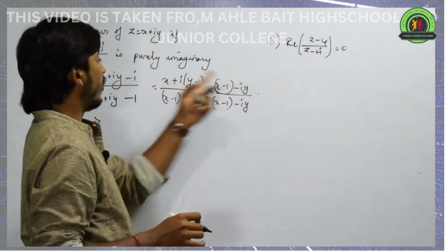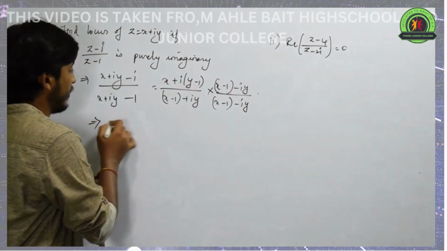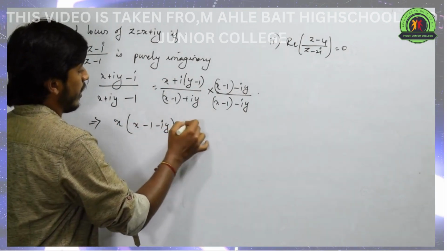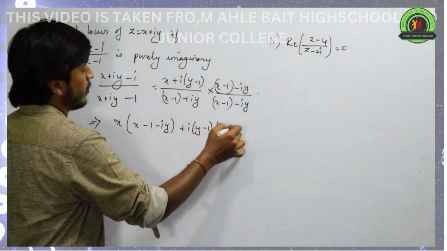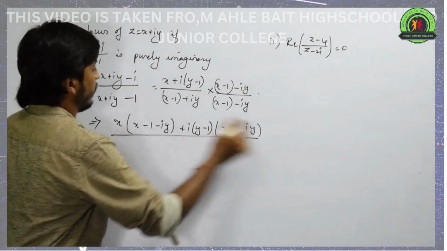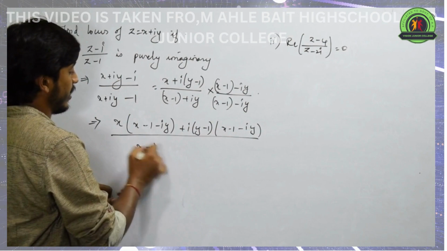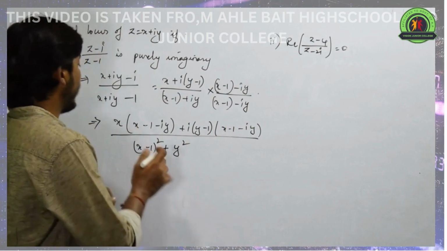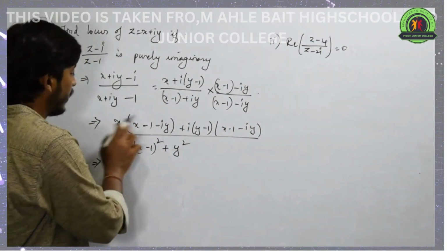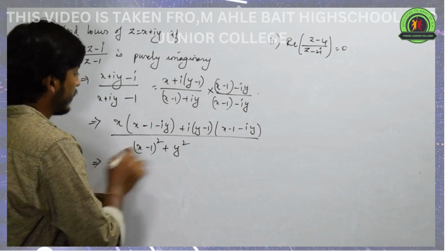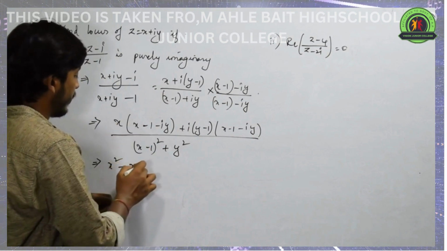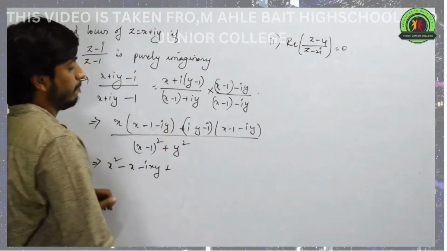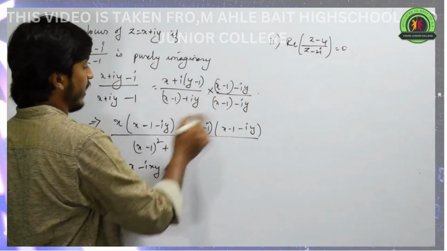Okay. Let us multiply all these terms individually. So, I will get it as x into (x minus 1 minus iy) plus i(y minus 1) into (x minus 1 minus iy) divided by (x minus 1) into (x minus 1), that is (x minus 1) whole square plus y square. Okay. Now, let us take all imaginary terms to one side. Let us multiply this: x square minus x minus i into xy plus, let me write it as iy minus i. Okay. So, that we can simplify it easily.